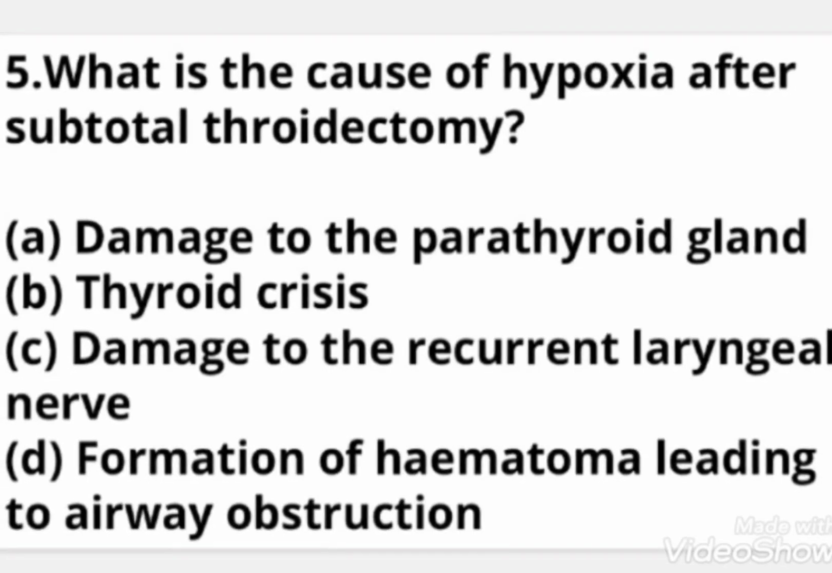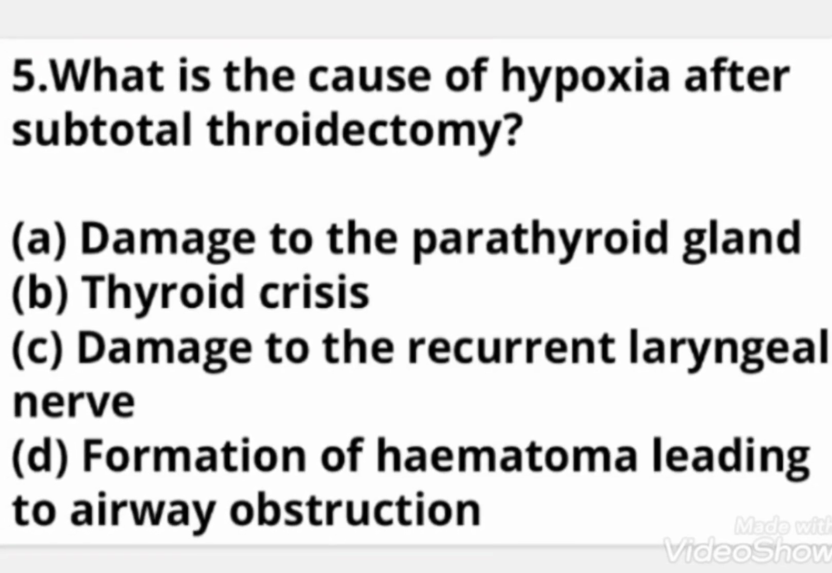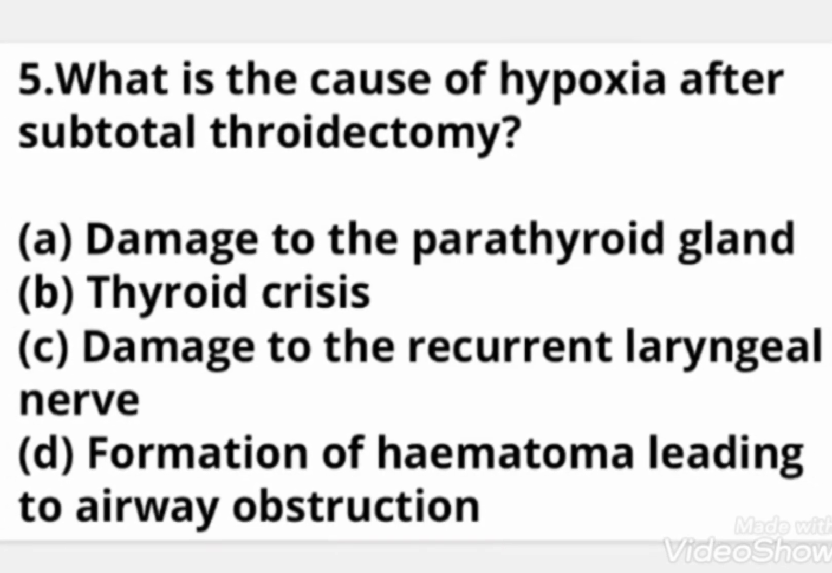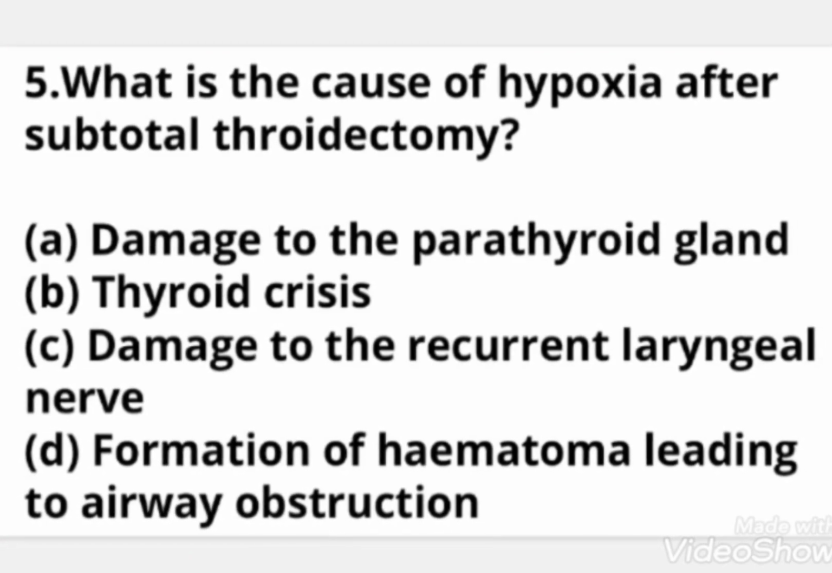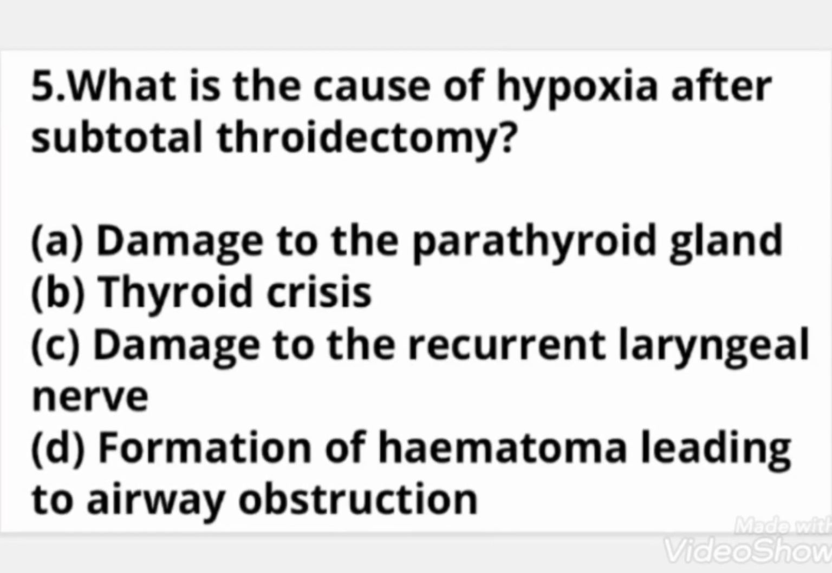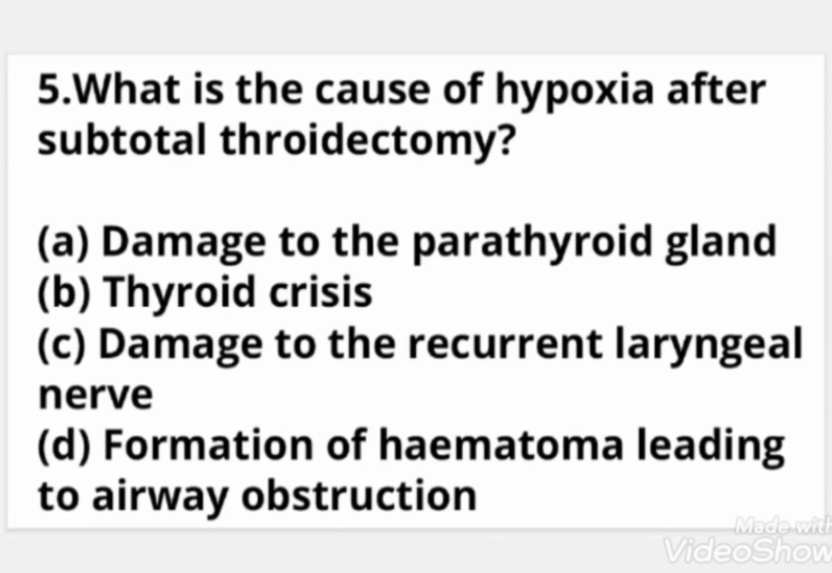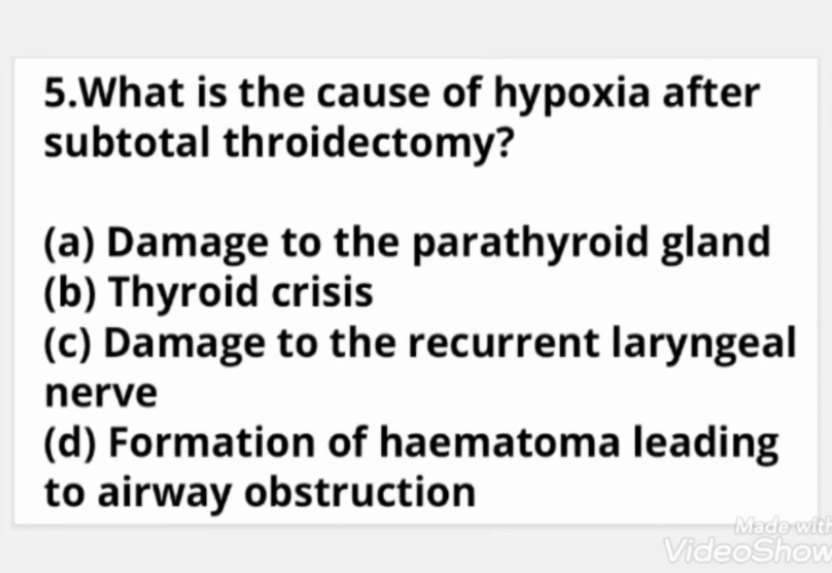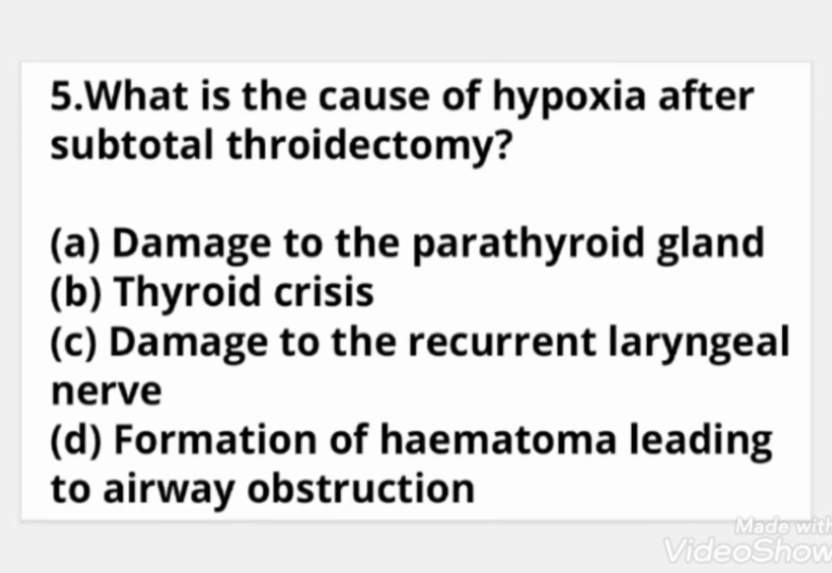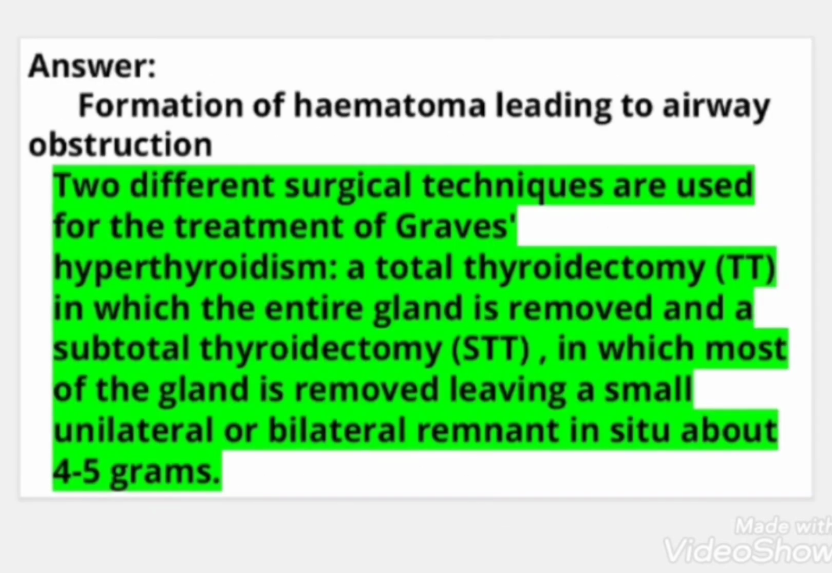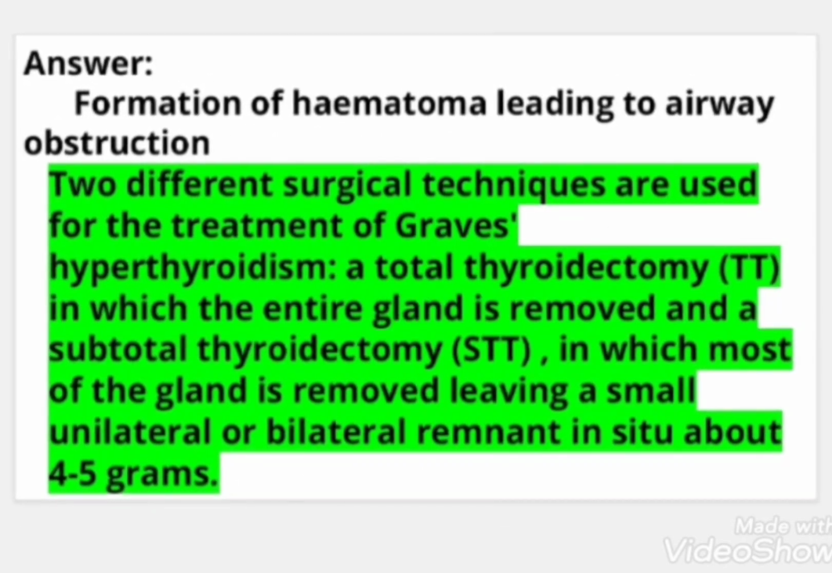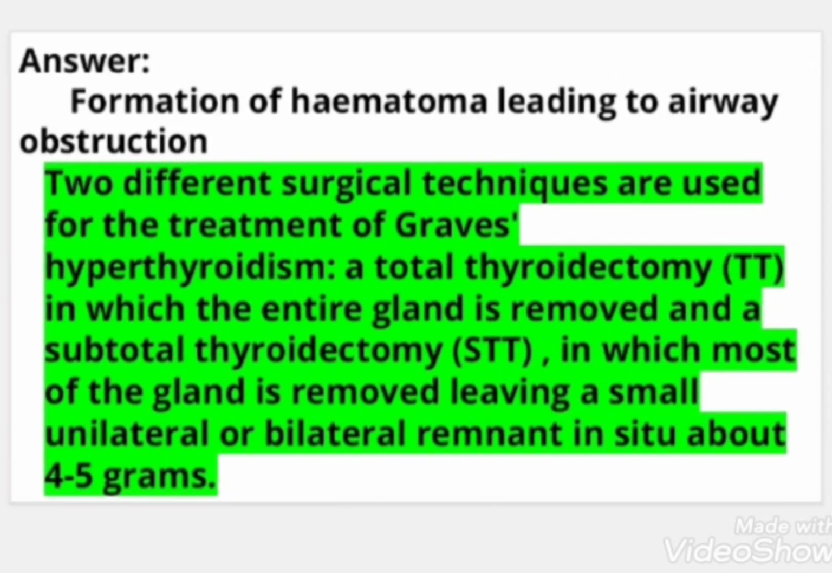5. What is the cause of hypoxia after subtotal thyroidectomy? A. Damage to the parathyroid gland. B. Thyroid crisis. C. Damage to the recurrent laryngeal nerve. D. Formation of hematoma leading to airway obstruction. Answer: Formation of hematoma leading to airway obstruction.